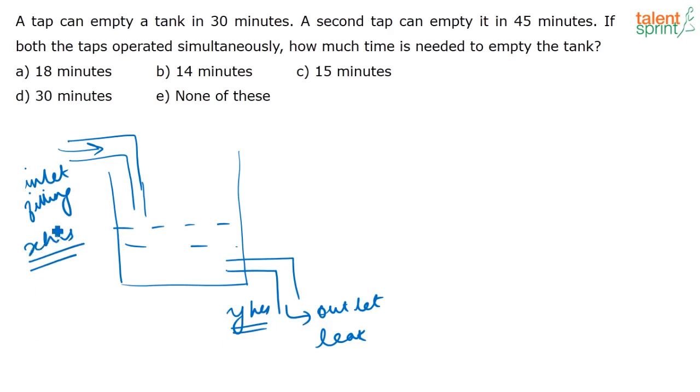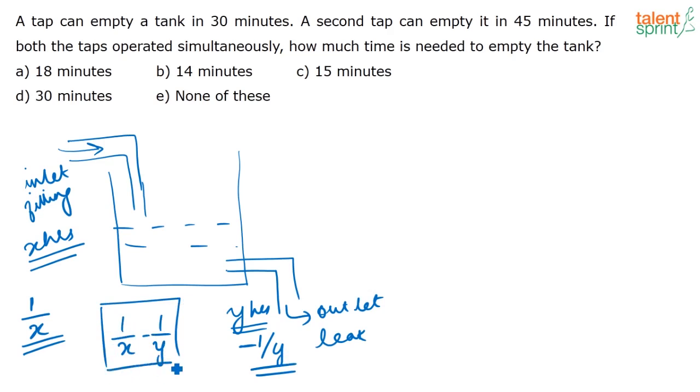See, this can fill the tank in X hours. So, in 1 hour the work done by this will be 1 by X, correct? This can empty the tank in Y hours. So, in 1 hour the work done by this will be minus 1 by Y. Just remember, whenever there is a leak or an outlet pipe, put a negative symbol before it. So, the total work done together by both the pipes will be 1 by X minus 1 by Y, right? So, whenever there is negative work or an outlet pipe or a leak, take it as minus.